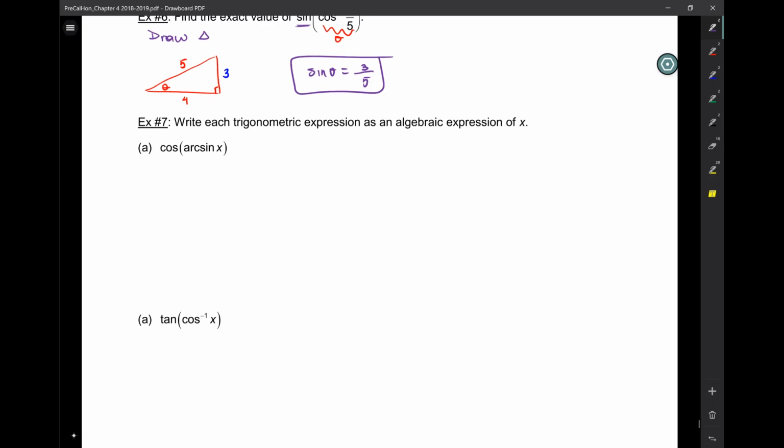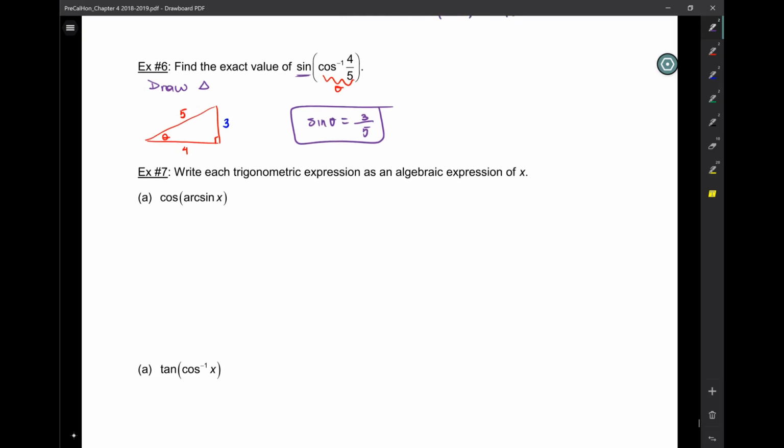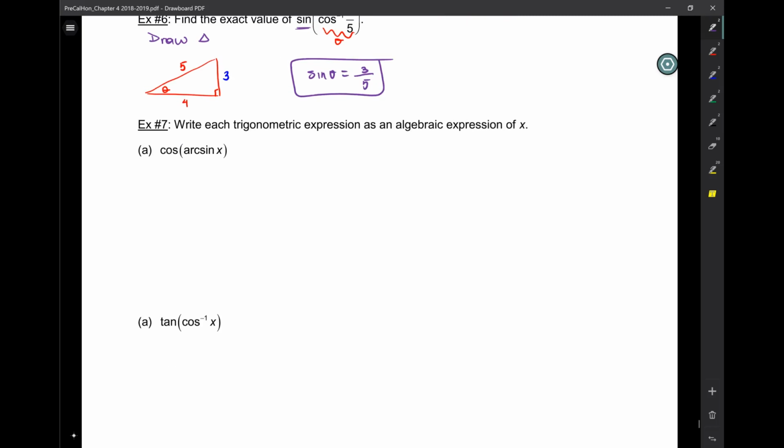What if we had a variable? So same thing. Notice how these are pretty much the same. You have a trig function outside, an inverse trig function inside, and then it's just the values that are different. So here we're going to draw a triangle again, a triangle of the inside.